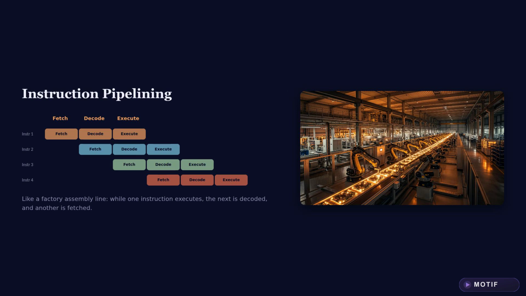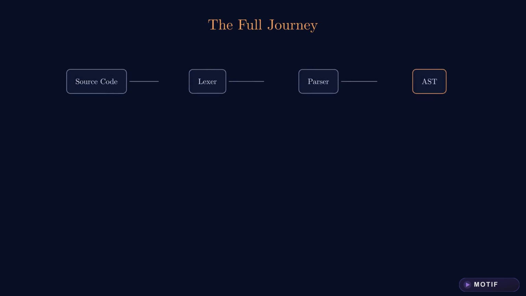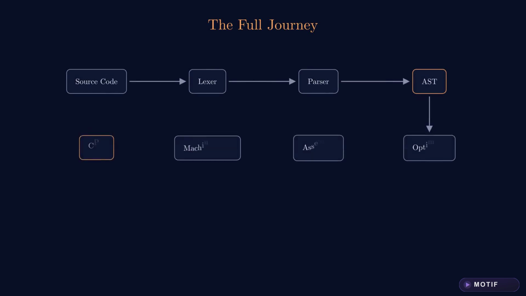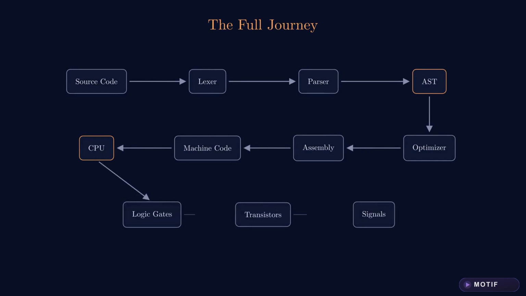Here is the complete journey. A line of source code is tokenized, parsed into a tree, optimized, and translated into machine code. The CPU fetches each binary instruction, decodes it, and executes it through logic gates built from transistors. What began as human thought becomes a precise pattern of electrical signals in silicon.